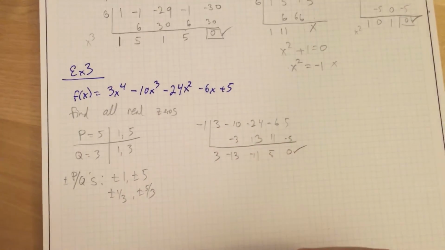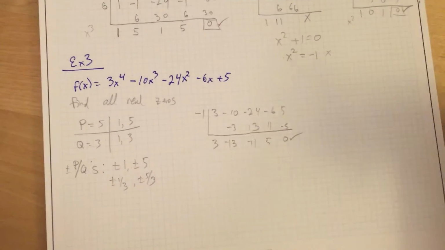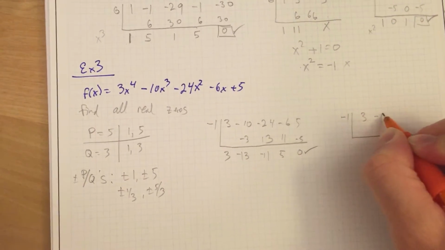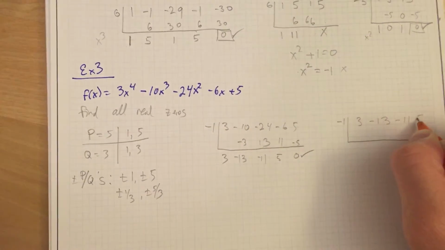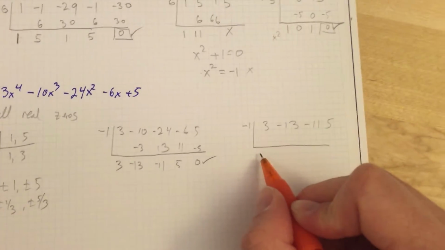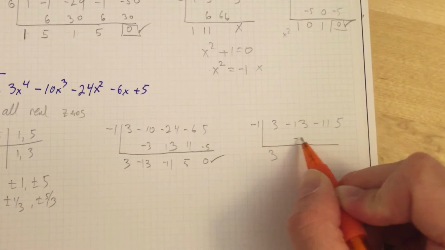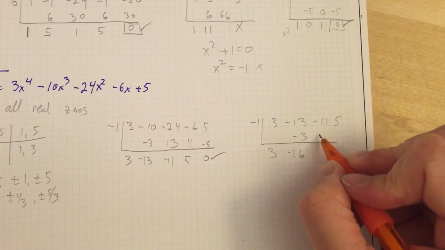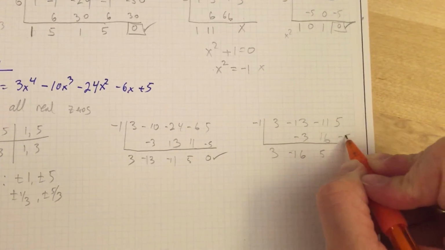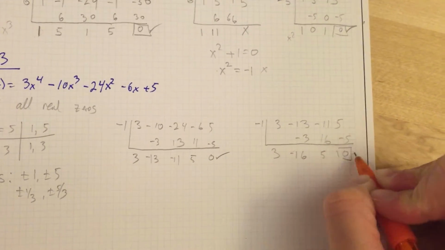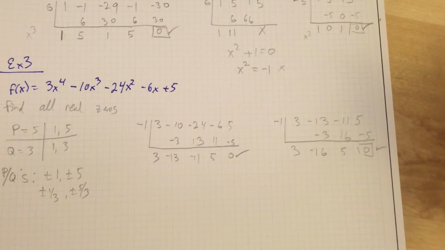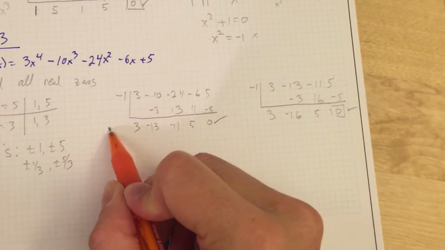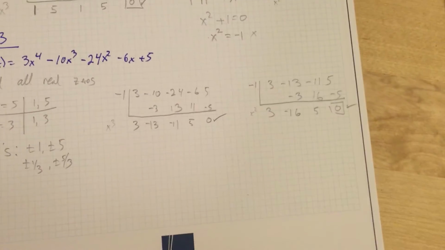Okay, I'm going to try negative 1 one more time because what did I tell you in the last problem? We should. So negative 1 one more time. So 3, negative 13, negative 11, and 5. So I got 3, negative 3, negative 16, positive 16, 5, negative 5, and 0. Well, isn't that a coinky dink? It worked out. I knew it was going to work out, right? So again, this went through a cube. This one is your squared.